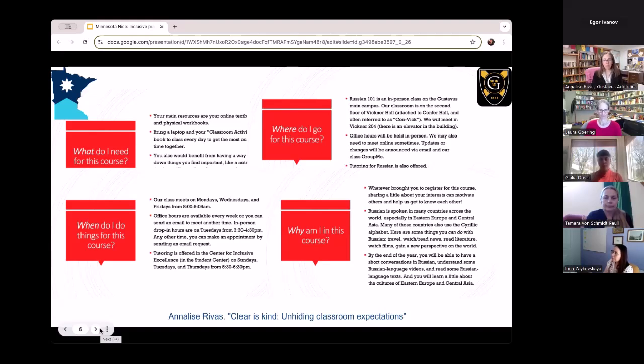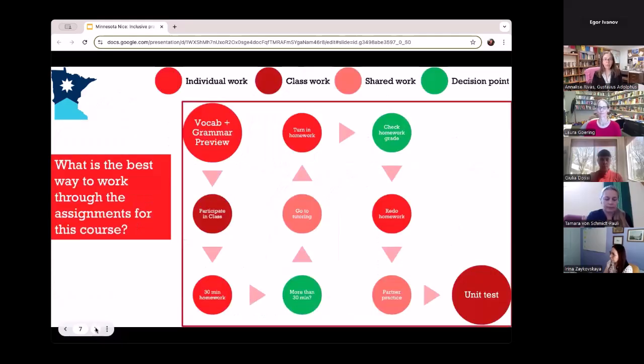So I kind of go through the basics of, what do they need for the course? When does the course meet? Where do they go for the course? And to share a little bit about why they are there. And really the main drive of this portion of class is to provide them an actual visual roadmap of how to approach their language studies.